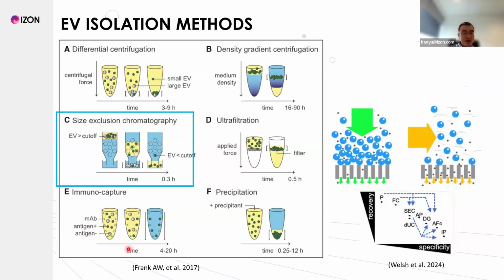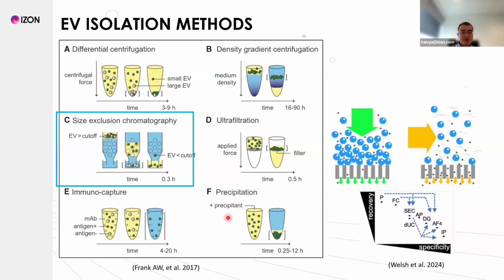But this kind of method can get you quite a pure EV, but you can see that it still takes a long time. The drawback is that it only captures certain EVs with certain antigens. It's not capturing the whole range of EVs. And also there's a precipitation method.